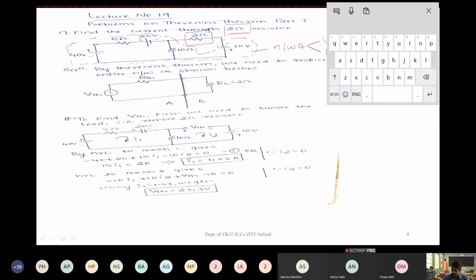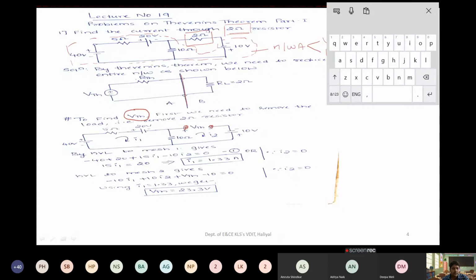So as a part of that, first let us find VTH. The first step in Thevenin's theorem is to find VTH. How to find that? You have to remove this 2 ohm resistor. If you remove that 2 ohm resistor, what you get is these two ends. At these two ends you should get VTH, right?